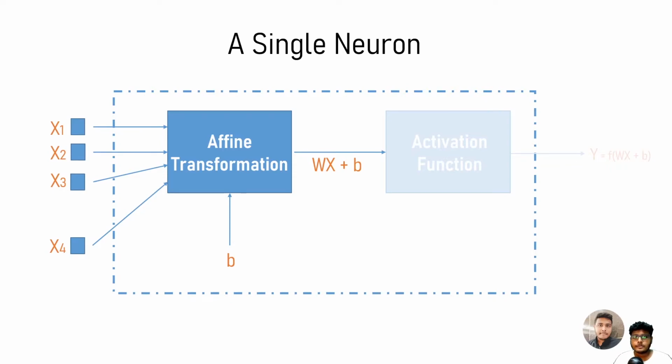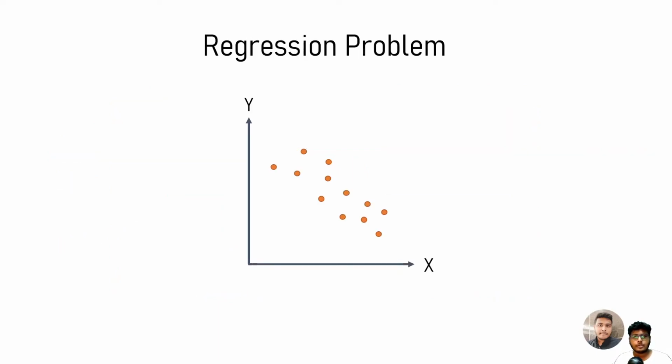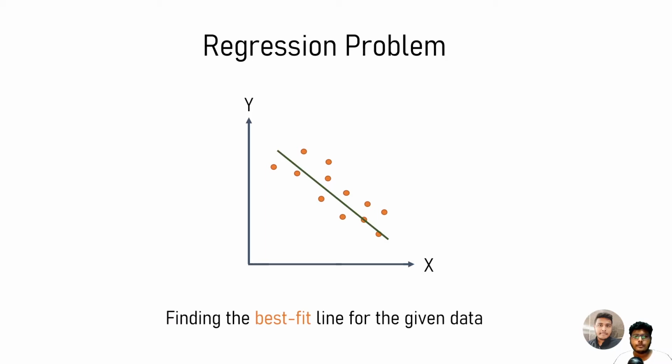So looking at wx plus b, you can see that the goal of the training process for this single neuron is going to be to find the correct values for w and b, right? You just have one value for w and one value for b, and you need to find the correct values for those. So again, we are back with the regression problem, and in the regression problem we need to find the best fit line for the given data, right? So how are we going to find the best fit line?